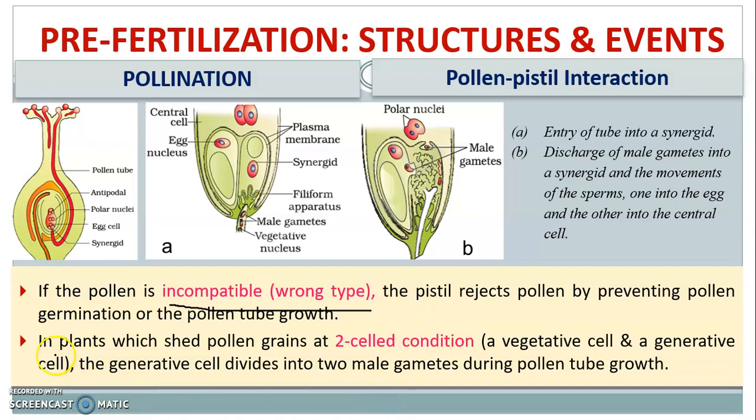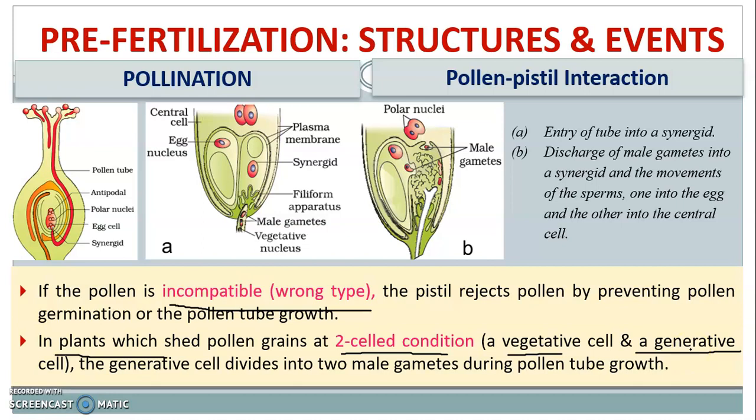Now, if the pollen grain is the right type and the stigma is allowing the pollen grain to produce a pollen tube, there are two conditions. First condition: if the pollen grain is shed at the two-celled condition. Two-celled condition means one is the vegetative cell and another is the generative cell. Two types of cells are present in the pollen grain.